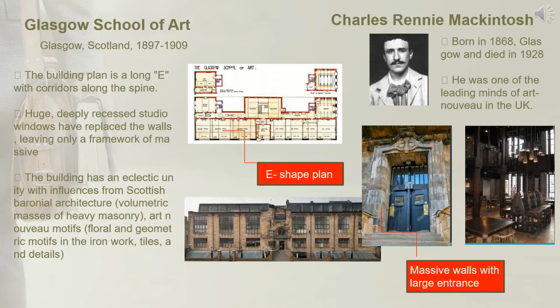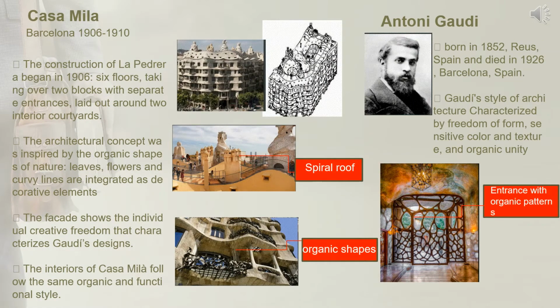Glasgow School of Art, Scotland, 1897 to 99, by Charles Rennie Mackintosh. The building plan is a long E shape with corridors along the spine. Huge deeply recessed studio windows have replaced the walls, leaving only the framework. The building has an eclectic unity with influences from Scottish architecture: volumetric massing of heavy masonry, Art Nouveau motifs, floral and geometric motifs in ironwork, using modern materials in the facade with a large entrance.